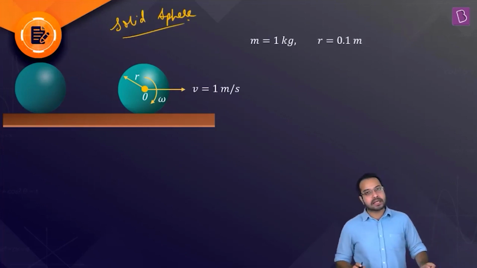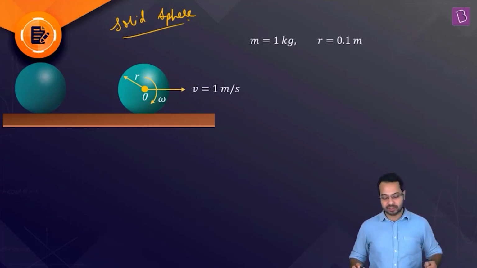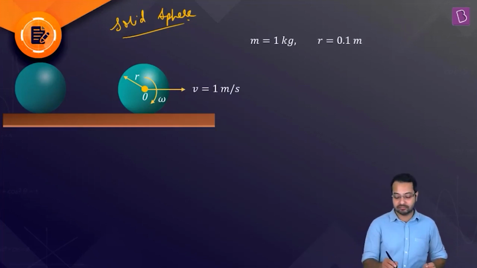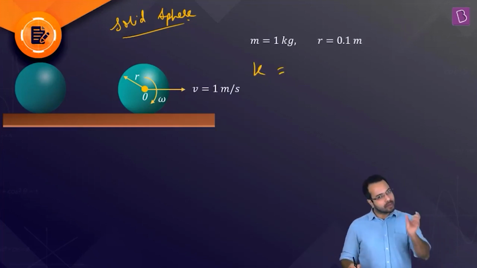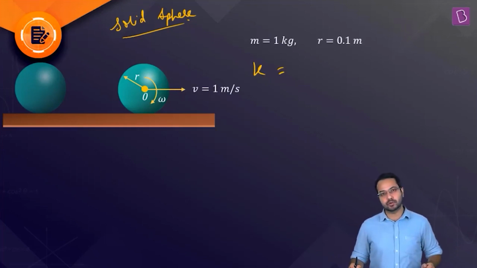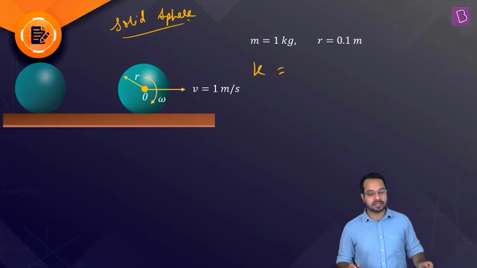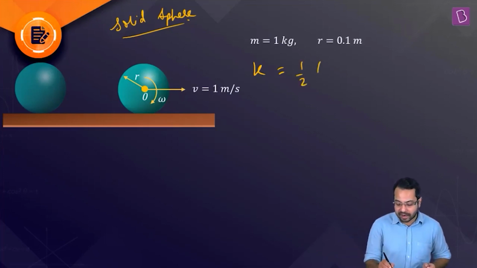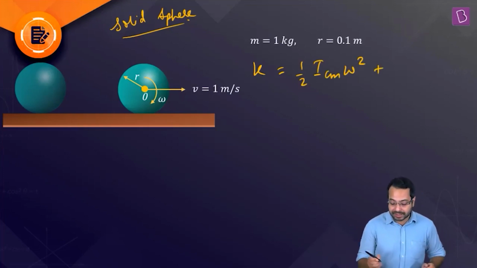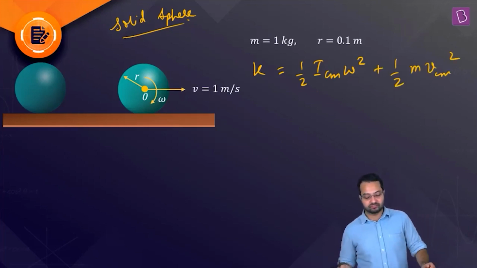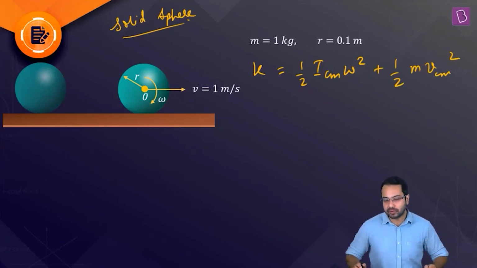Perfect. Now, in case of rotation plus translation, how do we find the kinetic energy? We find the kinetic energy by adding two terms. What are those two terms? One is the kinetic energy of the body about the center of mass, and that is half I cm omega square, correct? Plus the kinetic energy of the center of mass, which is half m v cm square. All right, and we know both the things, so we just have to substitute and find the answer.